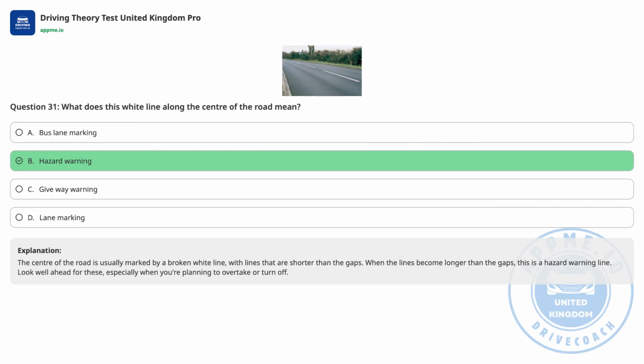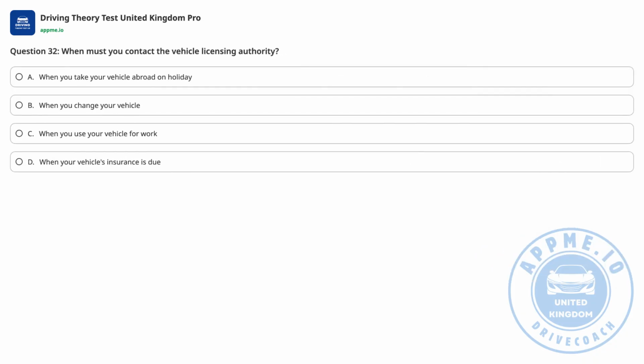The correct answer is B. Question 32. When must you contact the vehicle licensing authority? A. When you take your vehicle abroad on holiday. B. When you change your vehicle. C. When you use your vehicle for work. D. When your vehicle's insurance is due.